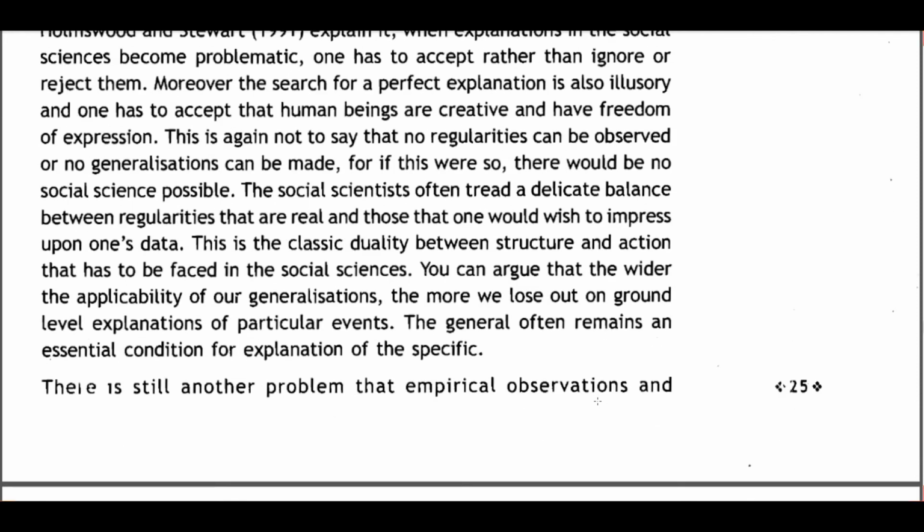This is again not to say that no regularities can be observed or no generalizations can be made, for if this were so, there would be no social science possible. The social scientists often tread a delicate balance between regularities that are real and those that one would wish to impress upon one's data. This is the classic duality between structure and action that has to be faced in social sciences. You can argue that the wider the applicability of our generalizations, the more we lose out on ground level explanations of particular events. The general often remains an essential condition for explanations of the specific.